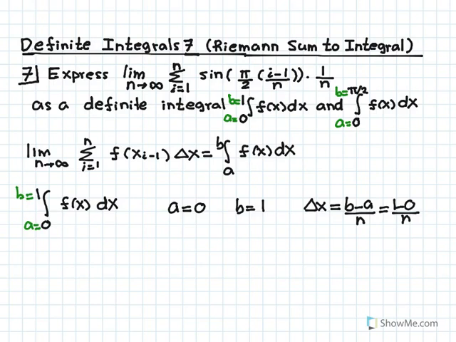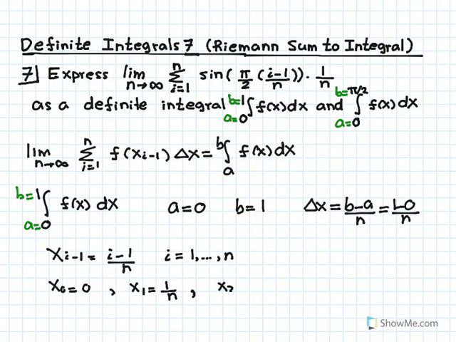So now, what we're going to do is let x_{i-1} be equal to i minus 1 over n, where i ranges from 1 all the way to n. When i is equal to 1, we get x_0 is equal to 0. When i is equal to 2, we get x_1 is equal to 1 over n. When i is equal to 3, we're going to get x_2 is equal to 2 over n, and x_n will be n minus 1 over n.